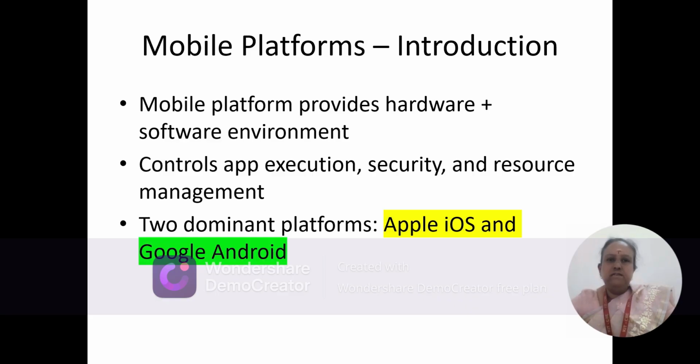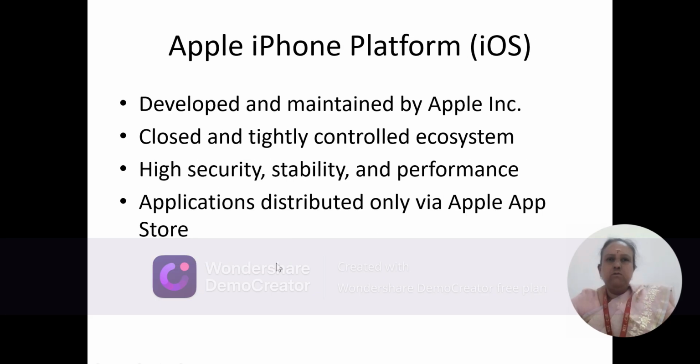Those platforms could be of two different types. One would be iOS, which is of Apple, and another one is Android. So let us look at what the iOS platform is. The iOS platform was developed by Apple Corporation. It was developed and is maintained by Apple, which has a closed ecosystem for developing applications on this platform. It is highly secure, stable, and gives good performance.